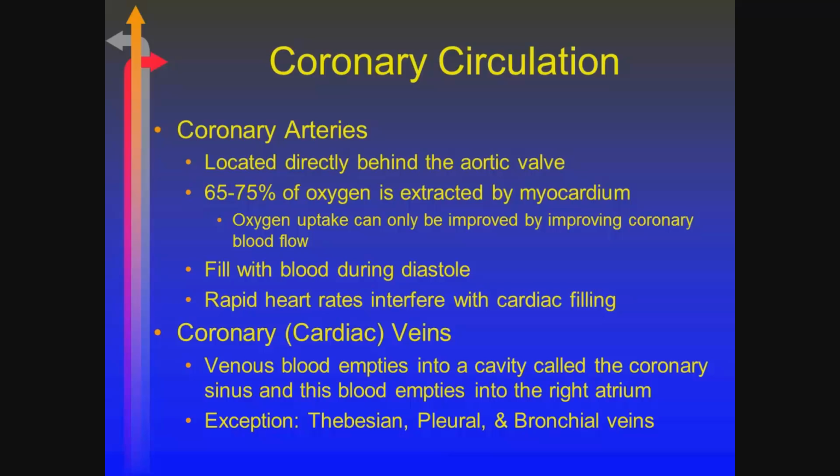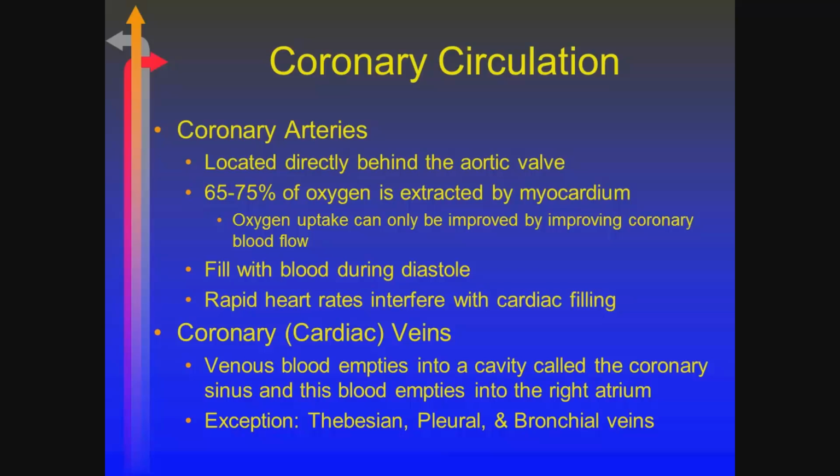The oxygen consumption of the myocardium is exceedingly high. You can see 65 to 75% of oxygen is extracted, so your venous blood coming back is profoundly lower in saturation. And the only way we can get more oxygen there is to have improved coronary blood flow. We know the muscle itself cannot fill during contraction, it only fills during diastole.